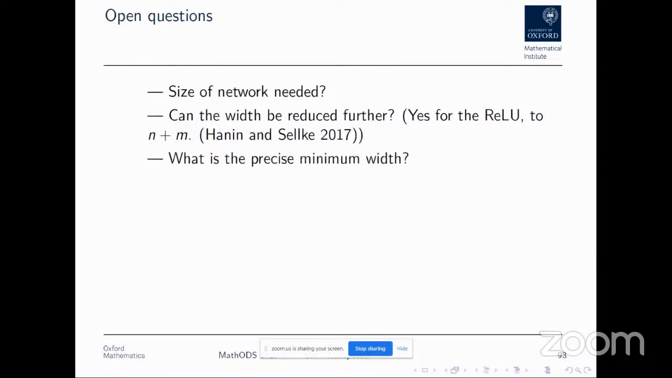What about the precise minimum width? What I'm really meaning here is what about lower bounds? I mentioned earlier, via the invariant hyperplanes I discussed, that if you go too narrow, then you can't get universal approximation. That's saying if you go down to n minus 1. But actually, it's possible to show via a rather more subtle topological argument that n is too small.